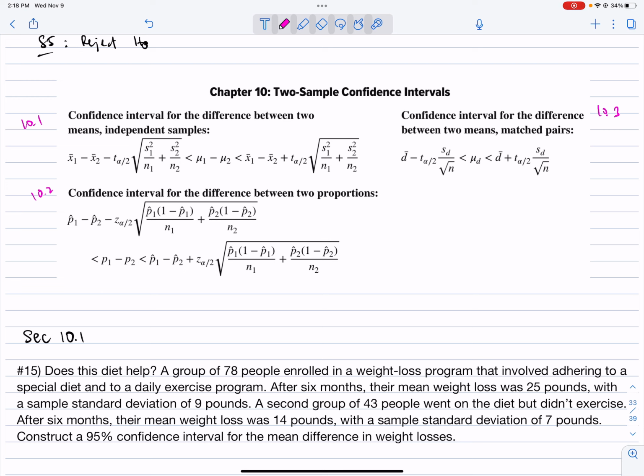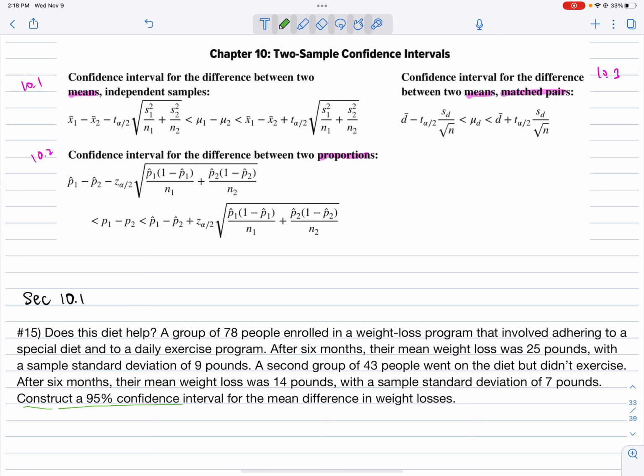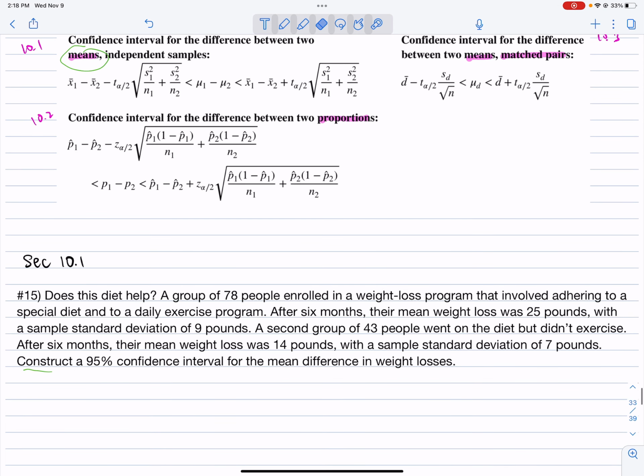For example, the first one, section 10.1, problem 15, asks us to construct a 95% confidence interval for the mean. So we will use this one. You haven't seen the matched pairs yet, and you will see that later. So we use the 10.1 formula. Okay, so now let's read the problem.